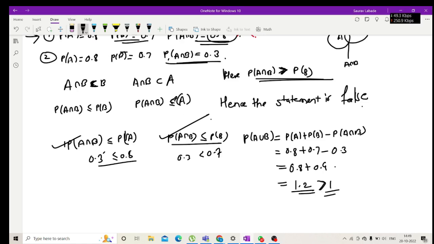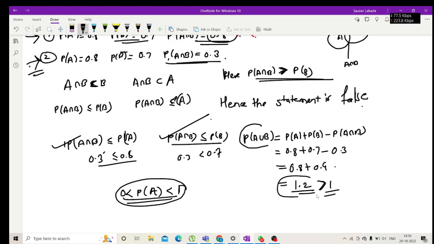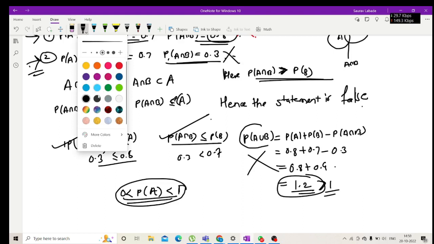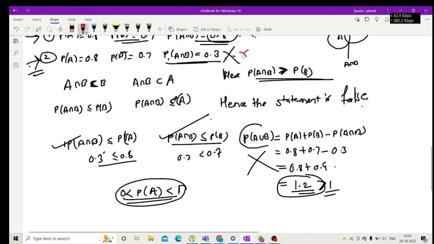Then tell me, will this statement be true or false? This statement is not true. Why? Because we have seen the property of probability: every probability always lies between 0 and 1. Always remember that. It is not greater than 1. So the second condition is also false.